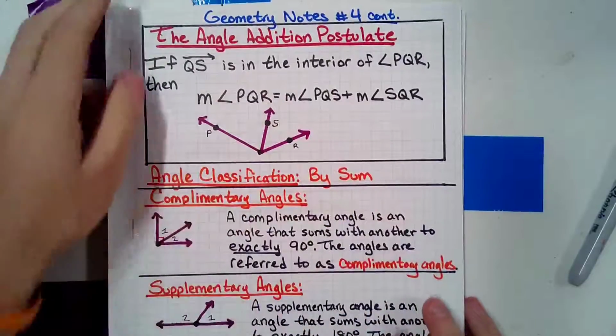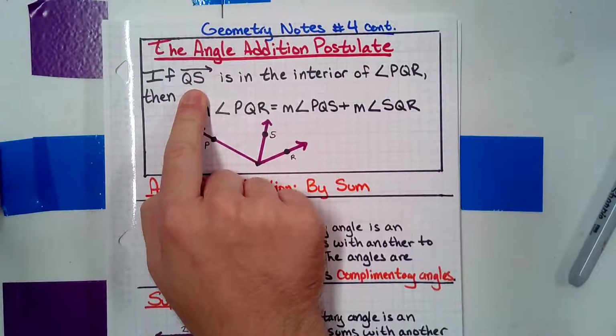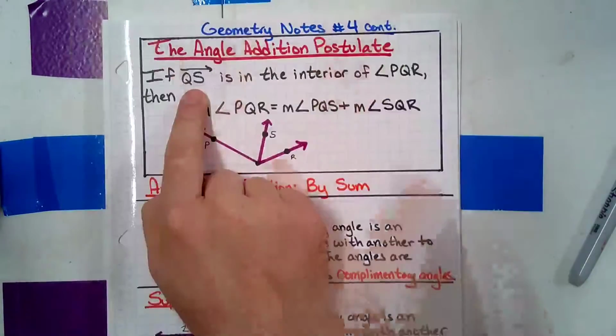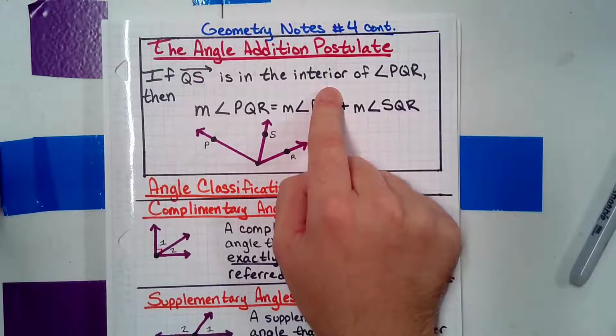All right. The angle addition postulate. What is that? Is that ray? Is that line? What is that? What is it? Ray. Thank you very much. Hi, Ray. Ray QS is in the interior. What does it mean to be in the interior? You interior design majors, HGTV addicts. Oh, that's not how you pronounce that. Addicts. My bad.